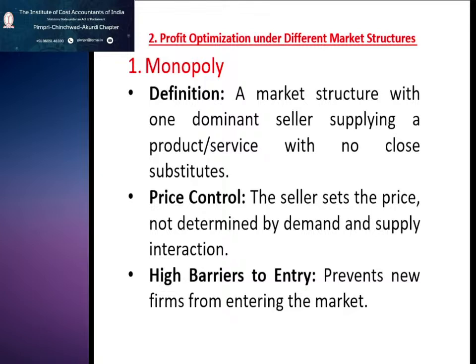In monopoly, because one particular dominant seller is there, there are high barriers to entry for the rest of the entrants or participants. So high barriers to entry prevents new firms from entering the market.